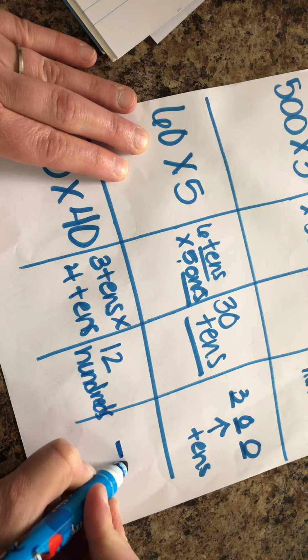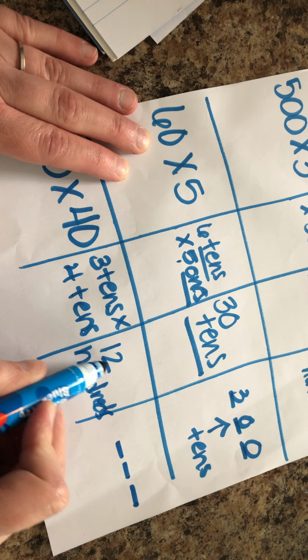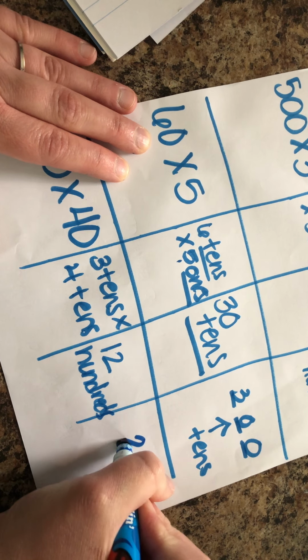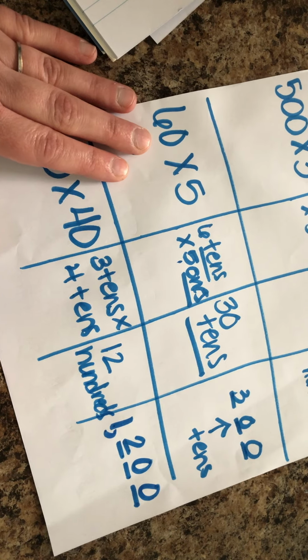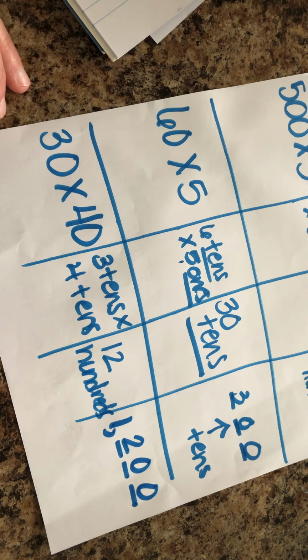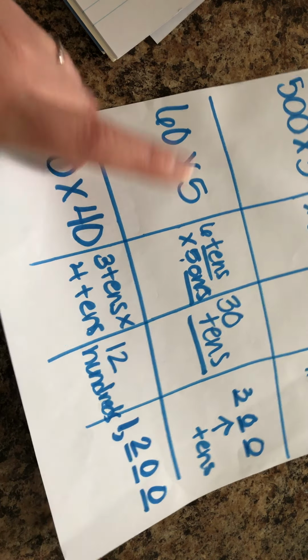So let's think. I'm going to do our hundreds place value. And I know that this last digit here has to be in the hundreds place value. So I know then my answer is 1,200.